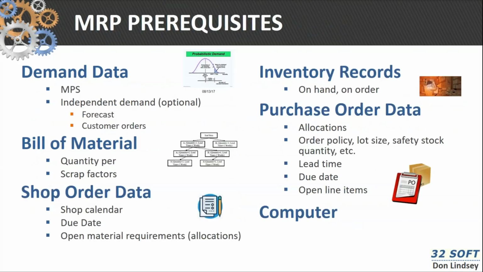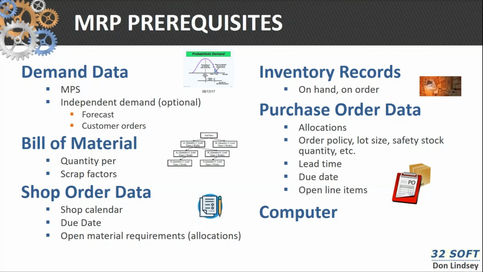There are some prerequisites for MRP. First of all, you have to have demand data. We talked about the fact that you have the independent demand items. You need to forecast that. You've got your bill of material, which we'll look at in just a second: quantity per, scrap factors, etc. Your shop order data, because that's what we call scheduled receipts: the due dates, the anticipated receipt in the inventory, open material requirements, allocations, which we'll talk about. And then inventory records, quantity on hand.